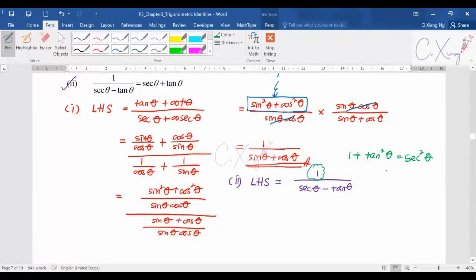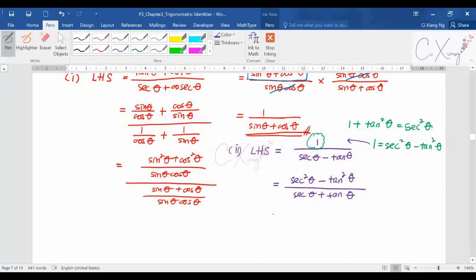Now I would like to change this equation to become 1 equals secant square theta minus tangent square theta. And eventually, what do you get? You can substitute this into the 1. So I'm having secant square theta minus tangent square theta divided by secant theta plus tangent theta.